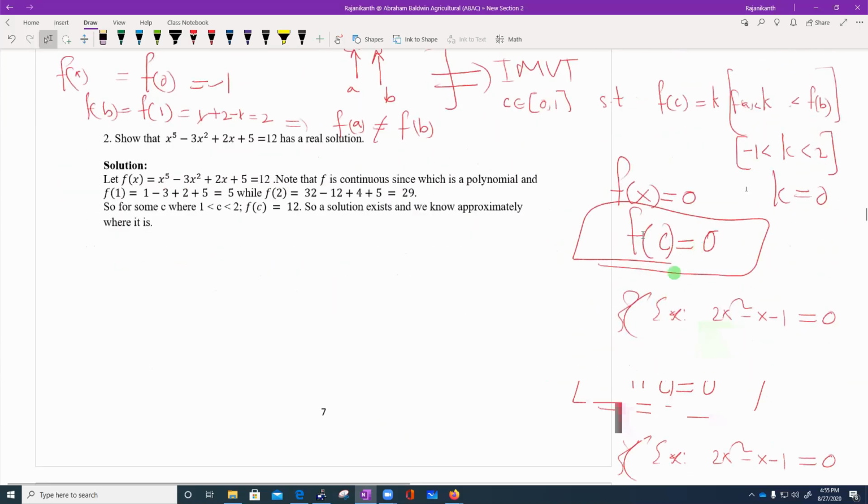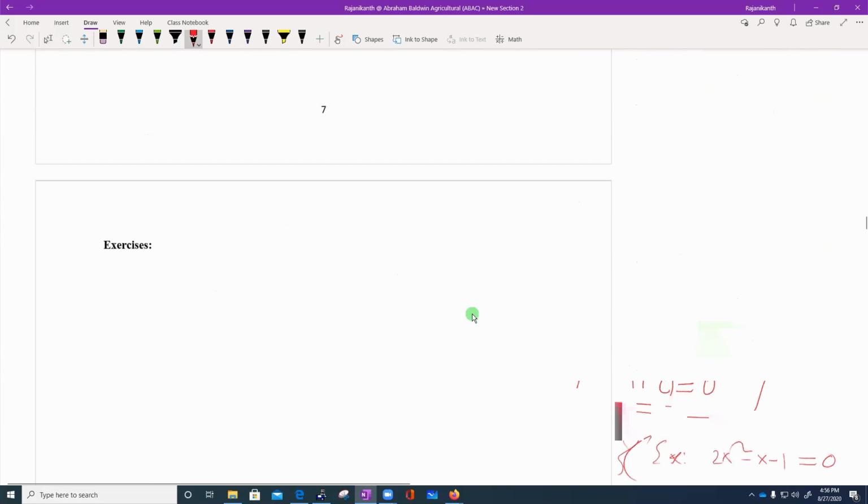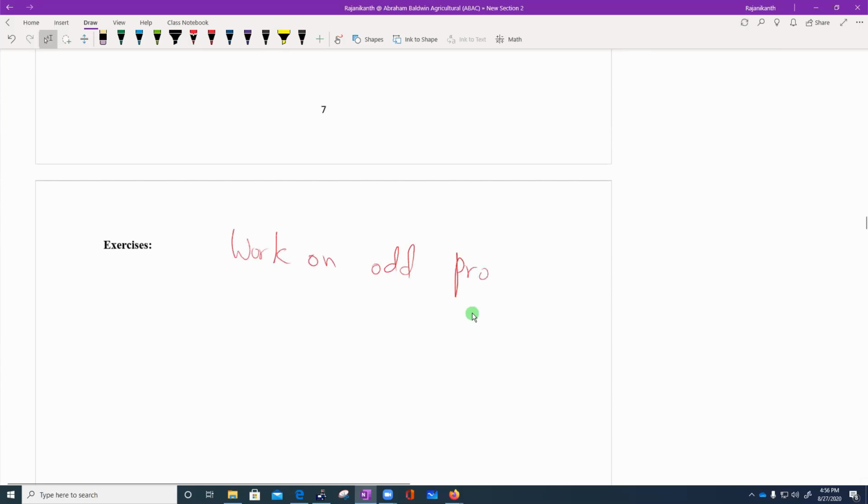Okay. So for that reason, you try to read this one. For example, I'm leaving this. So check whether you understand this one. Okay. So again, you could work on odd problems if you want from your textbook, because you have the answers for the odd problems. Right?